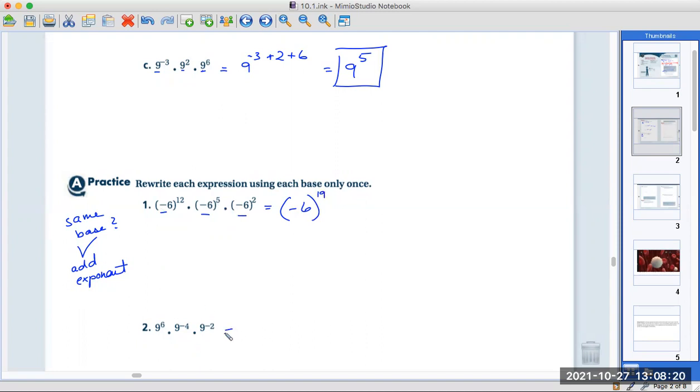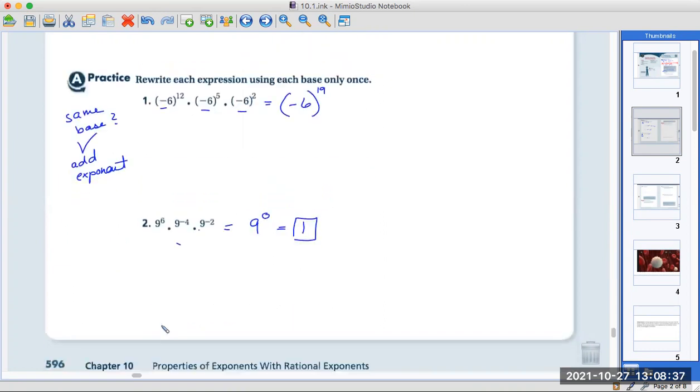And here, 9, 9, 9. 6 plus -4 is 2. So that's 9 to the 0, which is 1. 6 minus 4 minus 2 is 0. Very good. So that's kind of the simple stuff.